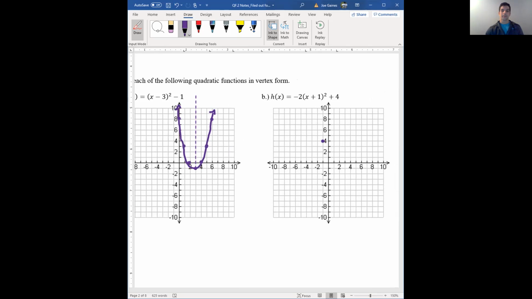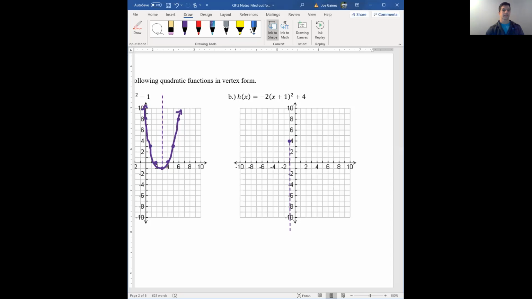From here, I want to draw on my axis of symmetry. Now notice that this parabola actually opens down. So because I have this negative out in front of the leading coefficient, I have a vertical reflection over the x-axis. So this graph is going to open down. Thus, I'm going to have my axis of symmetry pointing down here. Now again, I'm going to need to plot some points from this specific point here.